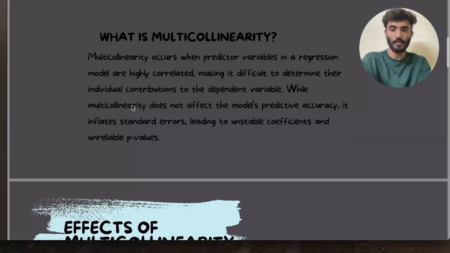The major problems caused by multicollinearity are, first, the regression coefficients become unstable. Second, the standard errors of the coefficients inflate, making them less reliable. This leads to non-significant predictors even when the overall model fit seems good. For example, if you are analyzing house prices and include both floor area and number of rooms as predictors, they might be strongly correlated, causing multicollinearity.